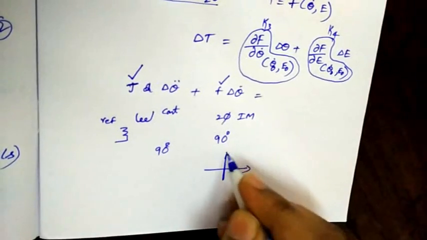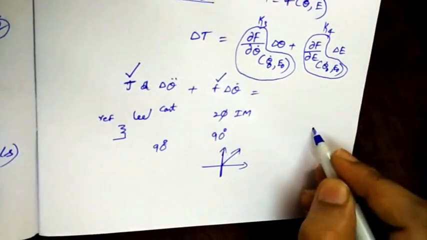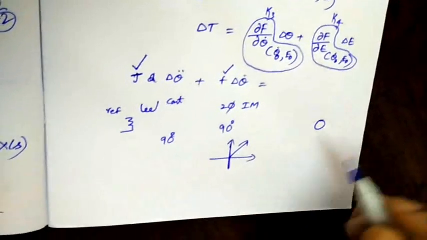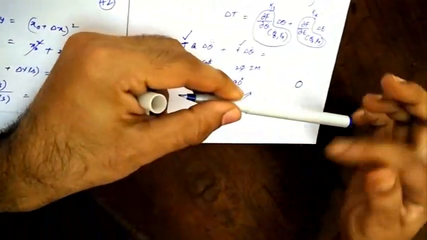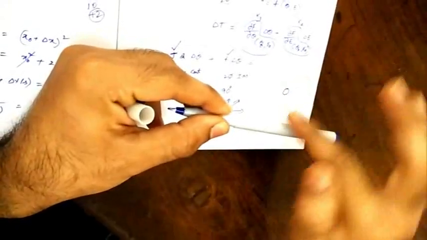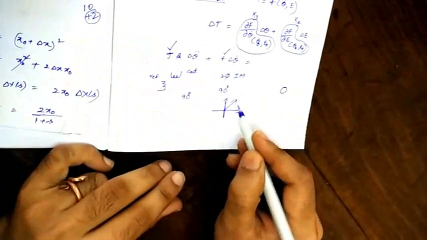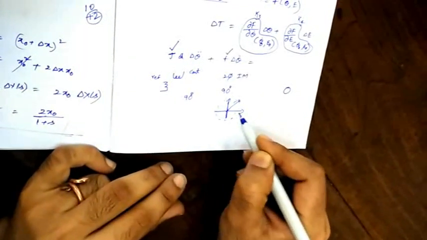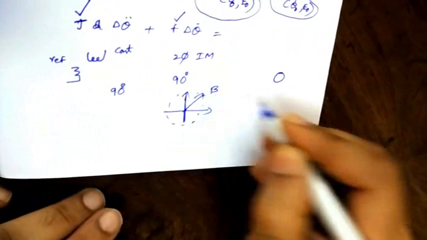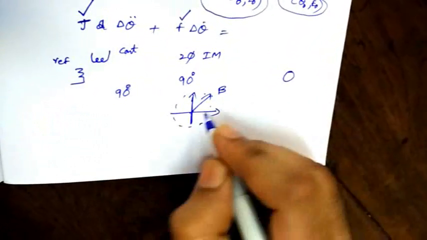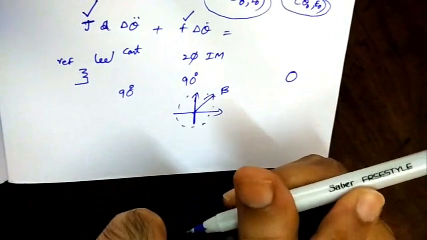Rotating magnetic field means what? Suppose the rotor is initially stationary. Let's consider this to be a rotor, and in the air gap there is a rotating magnetic field. If you fix one reference, this vector is rotating. So from here to here, there is a rate of change of flux. This is a vector of some magnitude B, flux density. So there is a rate of change of flux, and EMF will be induced in the rotor.